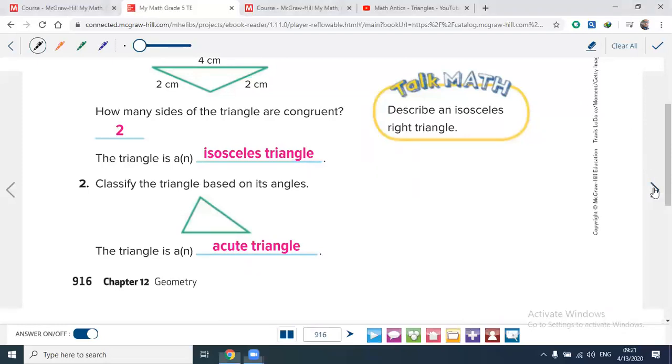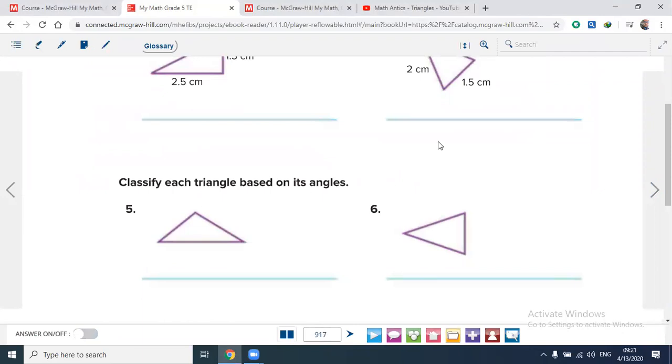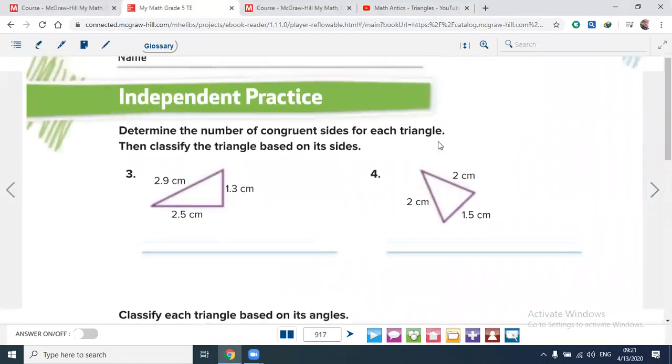Okay, the next page, I have Mean practice, page number 917. The first question: determine the number of congruent sides for each triangle, then classify the triangle based on its sides. Based on what? Its sides. So, I have to write how many sides are congruent and write the type of triangle.